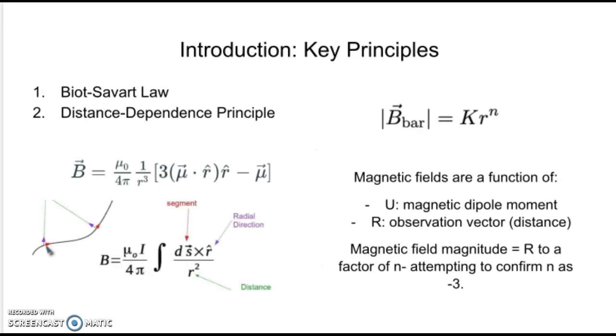So some key principles I wanted to go over were the Biot-Savart law and the distance dependence principle. We use these together in order to create our calculations. So Biot-Savart law, it's mainly about the magnetic fields being a function of u and r, u being the magnetic dipole moment and r being our observation vector. And then the magnetic field magnitude can be seen in the distance dependence principle. It's proportional to r to the power of n, and we attempted to confirm n as -3, however there are some sources of error that I will discuss later.